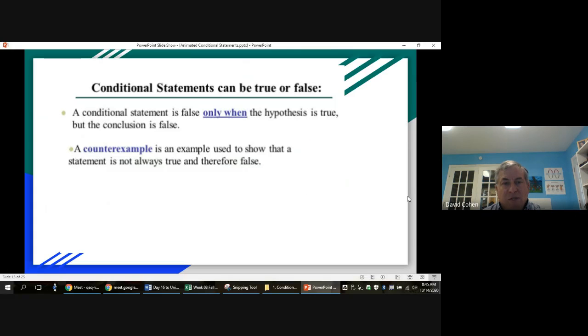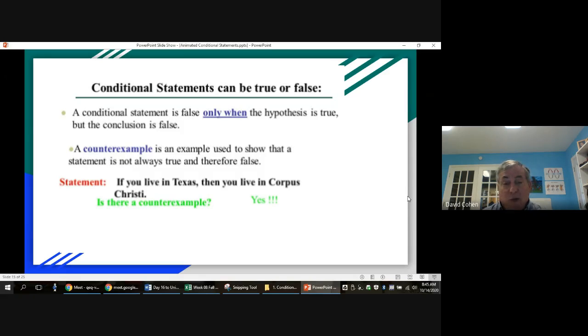So a conditional statement is false only when the hypothesis is true. So you can't make up something ridiculous about unicorns. You can certainly try, but you need to start with a statement and then find that counterexample. It's used to show that a statement is not always true and therefore false.